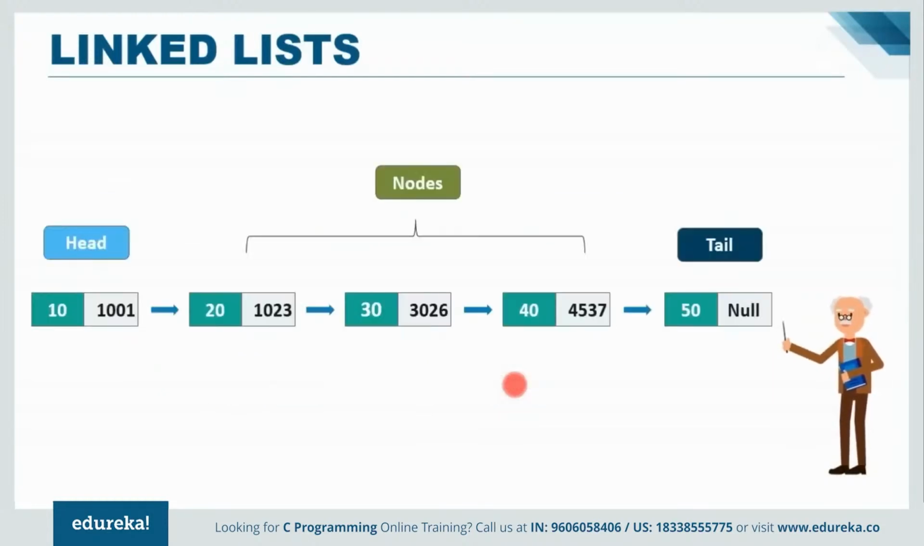So this is how it behaves like an array. It has starting and ending points: the starting point is called the head, the ending point is called the tail, and all the elements are called nodes. So this is how a basic linked list exists.